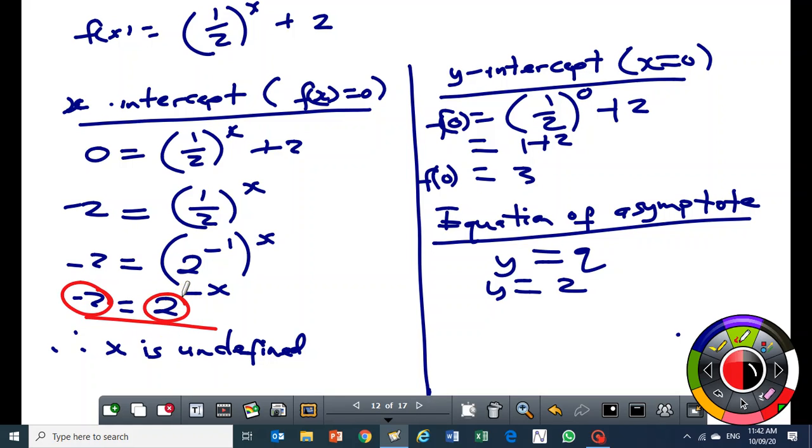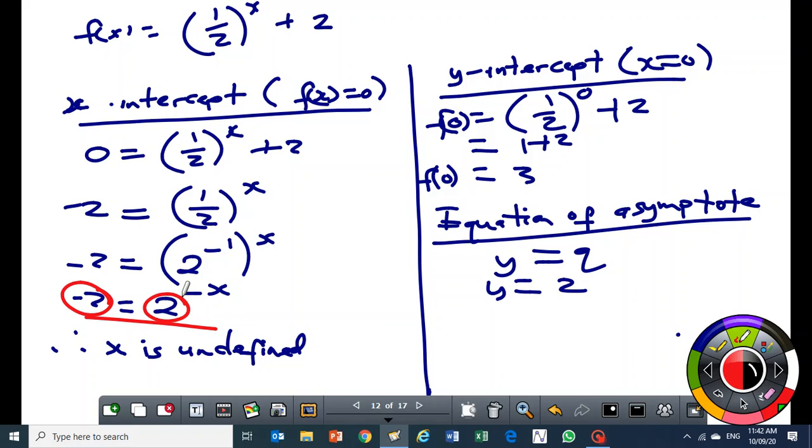So the bases are not equal. Therefore, x is undefined. As long as the bases are not equal here, you cannot solve for x. So we say x is undefined, no x-intercept, which means the curve will not touch the x-axis.